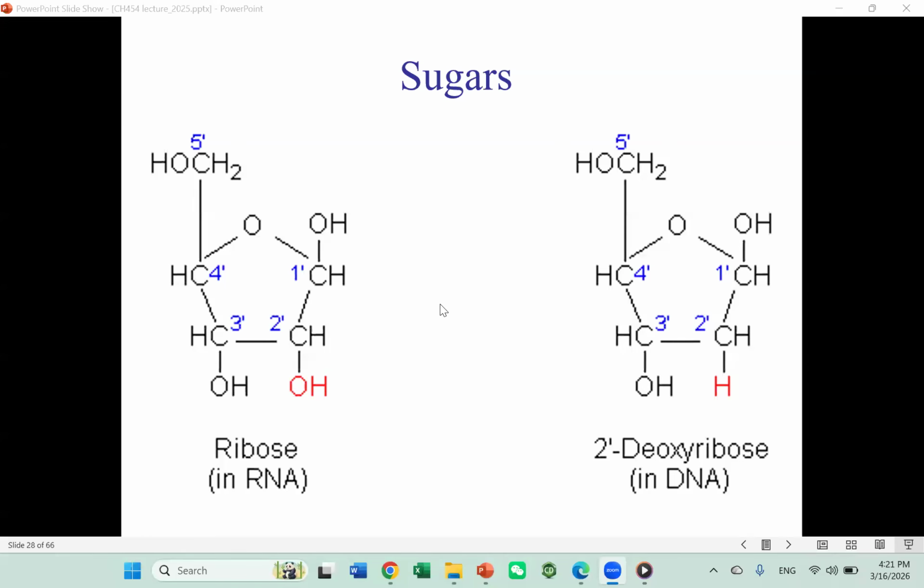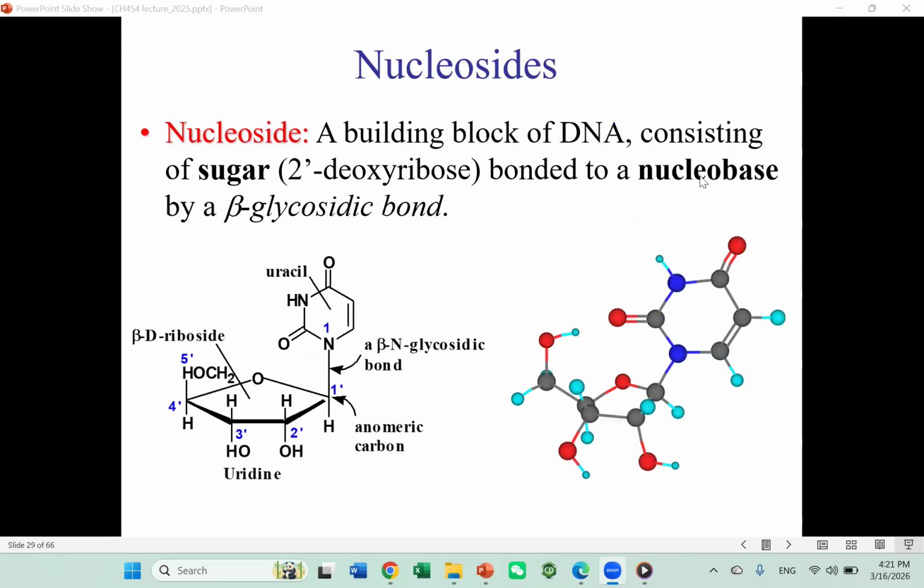Here is the difference between DNA and RNA ribose. Once the sugar connects with the nucleobase, we generate a nucleoside. Normally the sugar connects to the nucleobase through what we call a beta glycosidic bond. That is this bond between the nucleobase nitrogen and the 1 prime carbon.